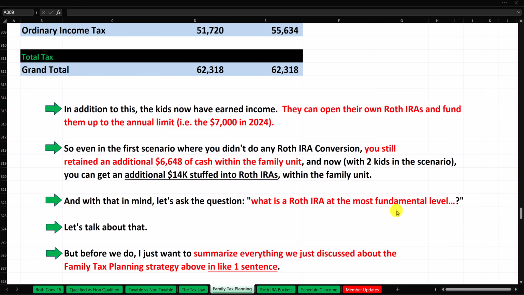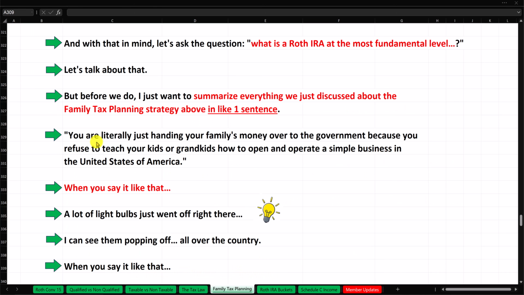IRA at the most fundamental level. Let's talk about that. But before we do, I just want to summarize everything we just discussed about the family tax planning strategy above in like one sentence. You are literally just handing your family's money over to the government because you refuse to teach your kids or grandkids how to open and operate a simple business in the United States of America.